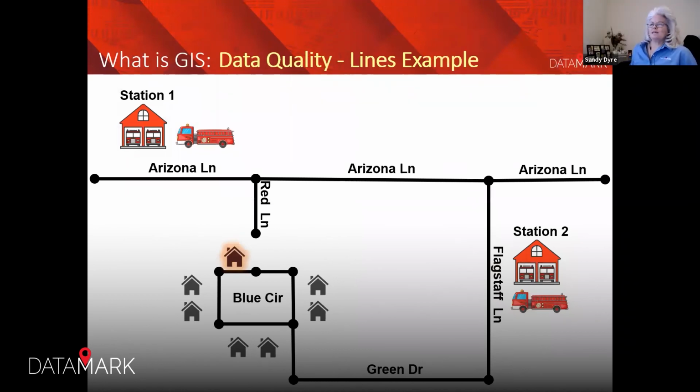Okay, so let's take the line example, road center lines, and let's talk about the data quality of undershoots and overshoots and how this may affect you in supporting your emergency response. So we have an emergency going on here at this house. Okay, and here we have an undershoot. We have a fire station here, and we have a fire station here. Which one of these fire stations is going to get recommended for response?